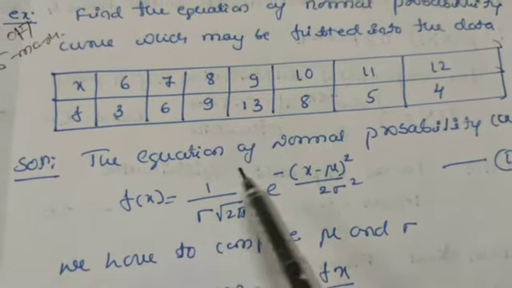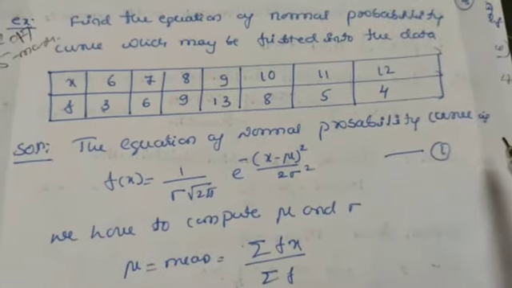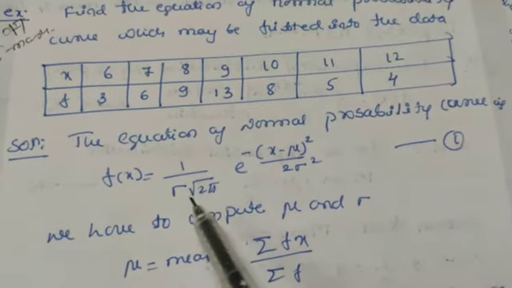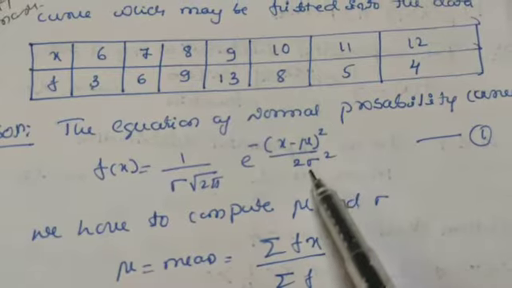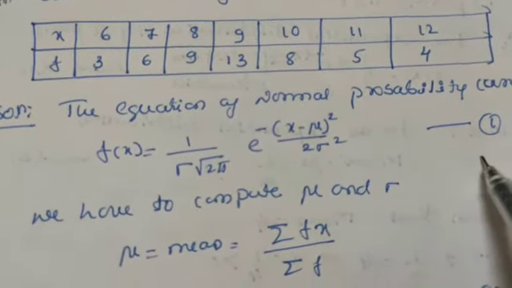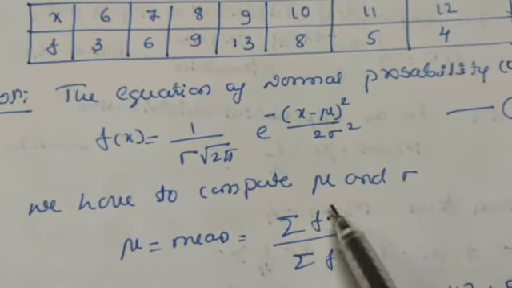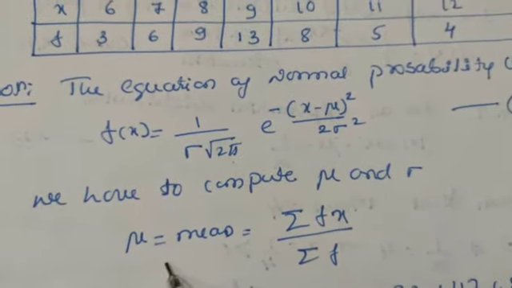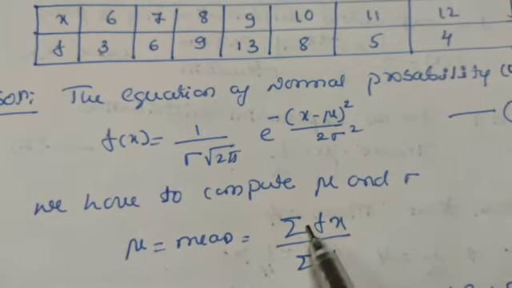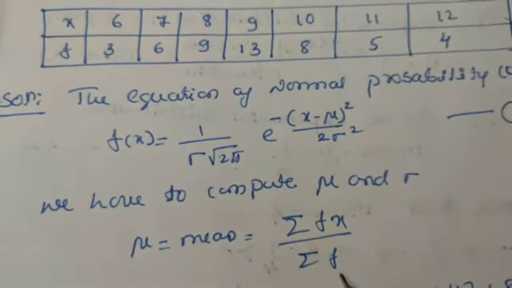First you write the equation of a normal probability curve: f of x is equal to 1 by sigma root of 2 pi into e raised to minus (x minus mu) whole square divided by 2 sigma square. Take this as equation number 1. And we have to compute here the mean and the standard deviation. Mu is the mean, and we know it is equal to sigma fx divided by sigma f.